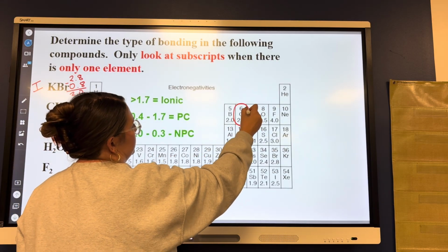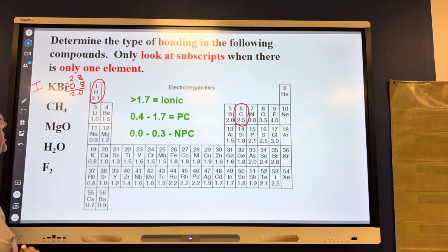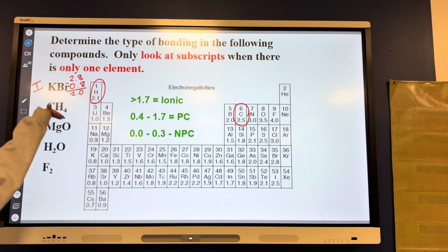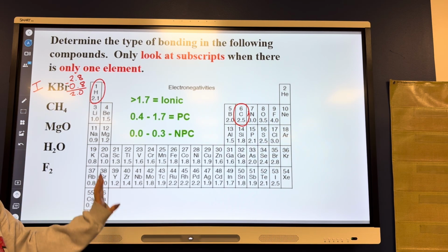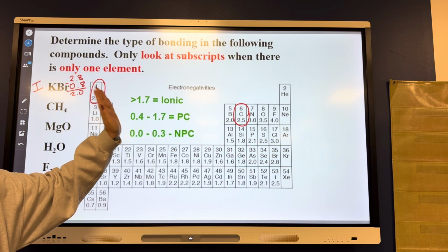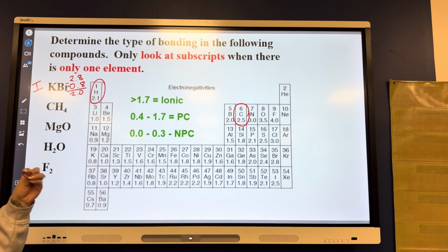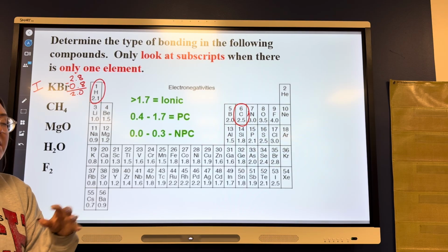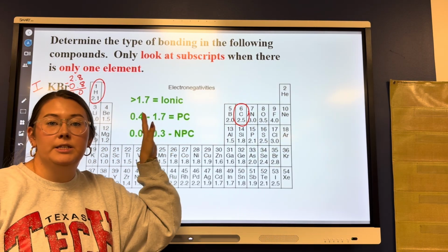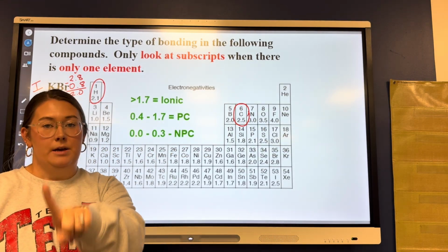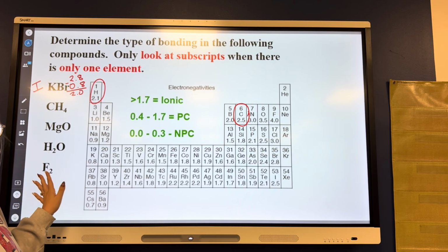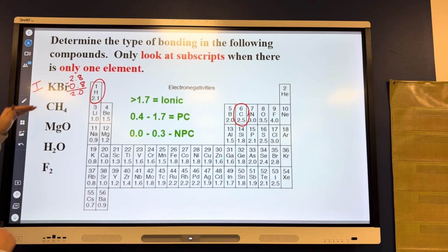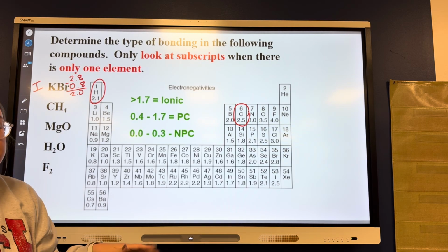Carbon is 2.5, hydrogen is 2.1. Now, whenever you have subscripts in your compound, we don't multiply the value times the subscript, okay? The only time the subscript matters when you're looking at electronegativity differences is if there's only one element, like this last example down here. So I'll tell you what to do with that one here in just a minute. But for all these other ones, CH4 and H2O, we are ignoring the subscripts, okay?